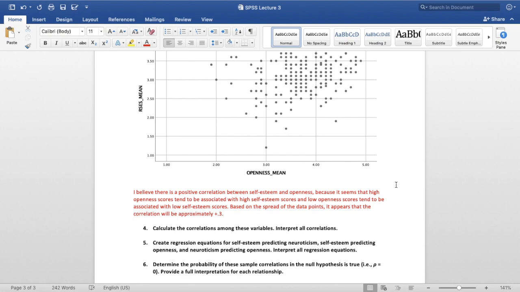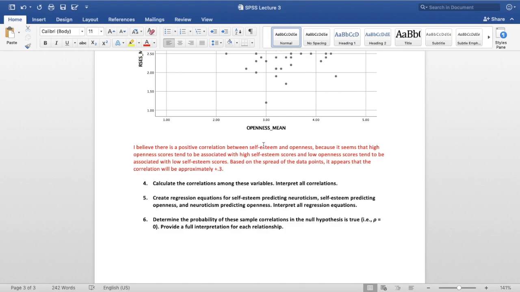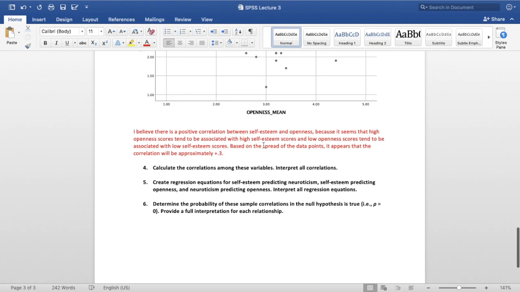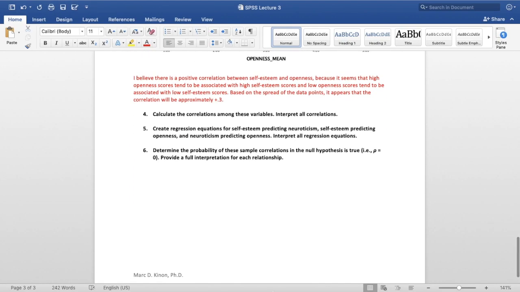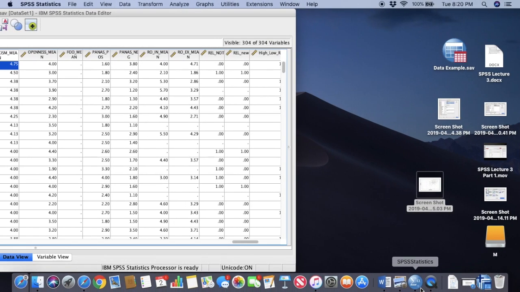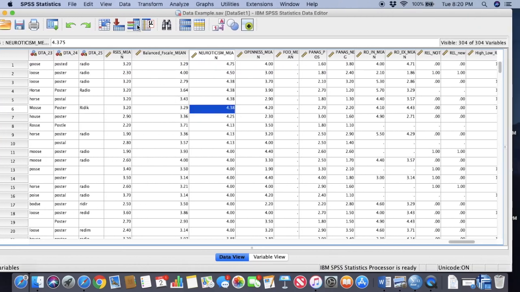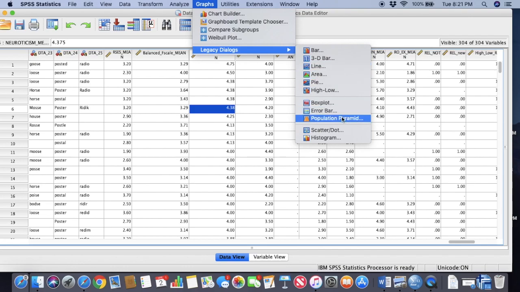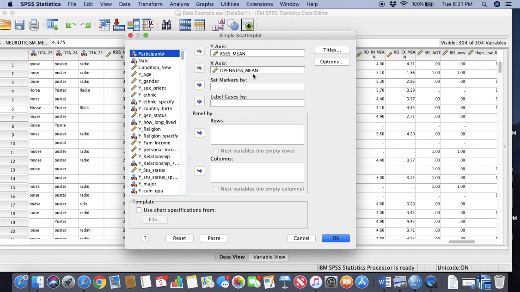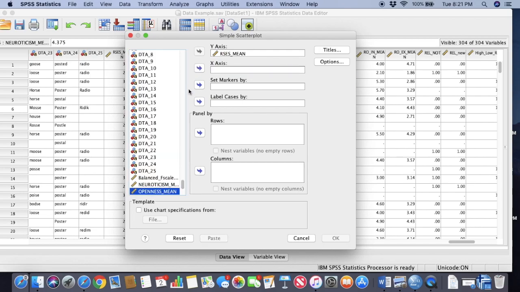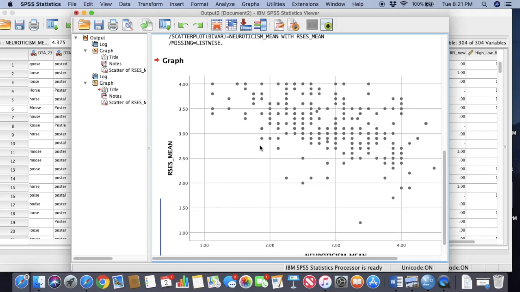Okay. Let's go ahead and create a scatter plot for the relationship between neuroticism and self-esteem. Once again, we're going to go back to SPSS. We're going to go to Graphs, Legacy Dialogs, Scatter/Dot, Simple Scatter. We're going to leave self-esteem on the y-axis and put neuroticism on the x-axis. So let's go ahead and get that picture.